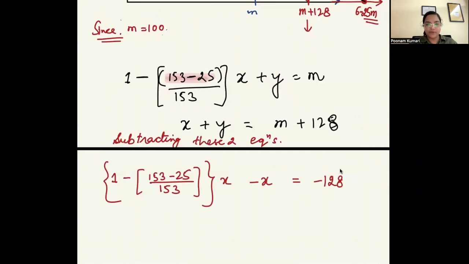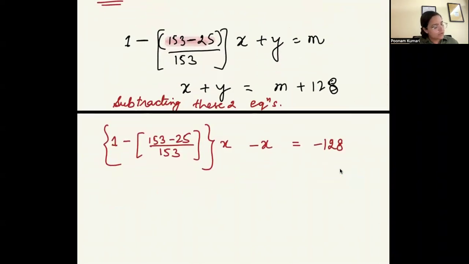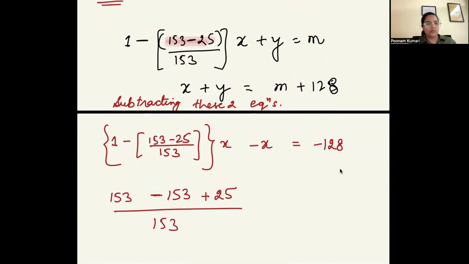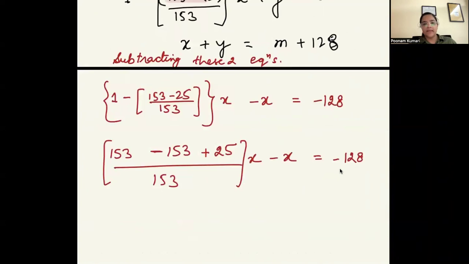Fine. So what do we have? This is 153, we took the LCM, then -153, then here we have minus minus +25, divided by 153 times x minus x is equal to -128. So what is this? 25 by 153 x minus x is equal to -128.